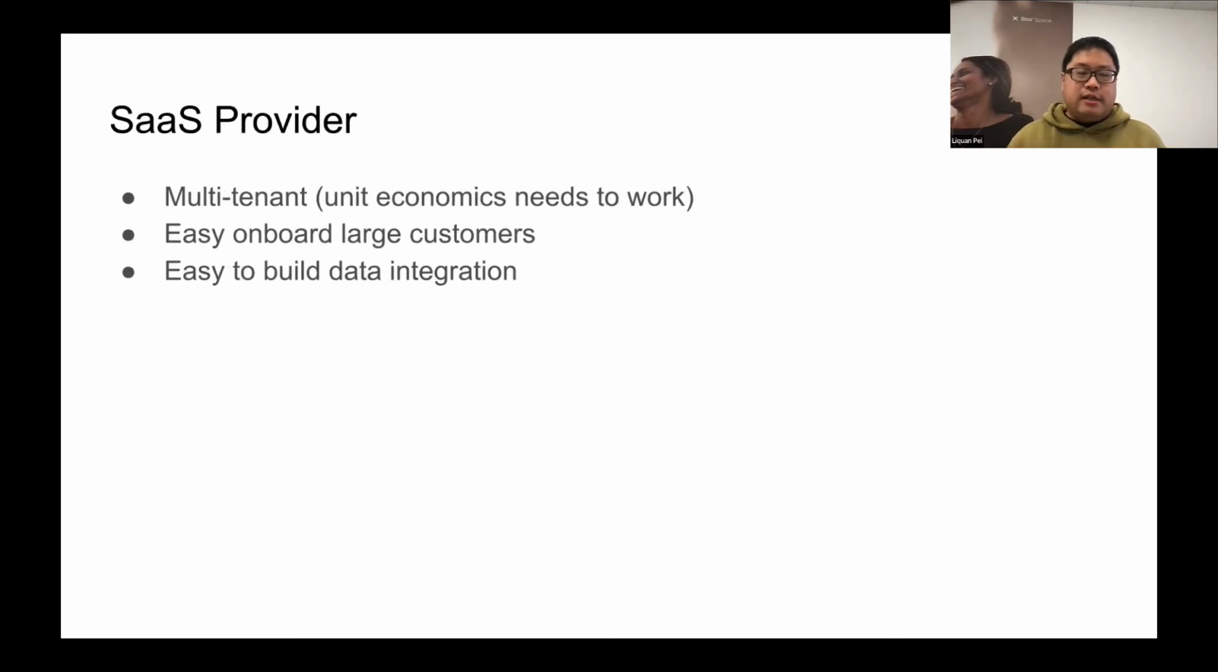So at the end of the day, they need to choose a multi-tenant architecture. And they also want the infrastructure to be able to easily onboard large customers. They want to easily build new data integrations, because those are key to their value to their customers and key to their business success. So really, they need to consider a lot of things.